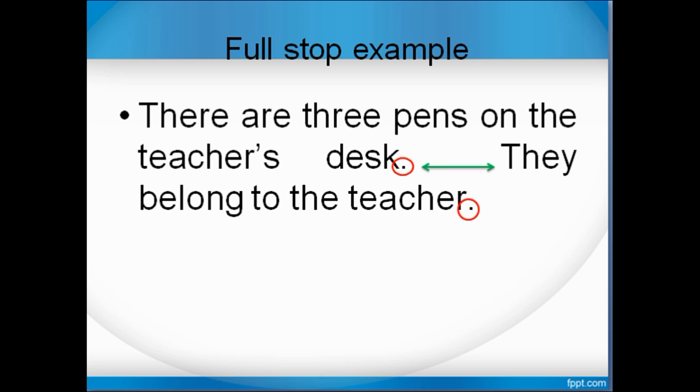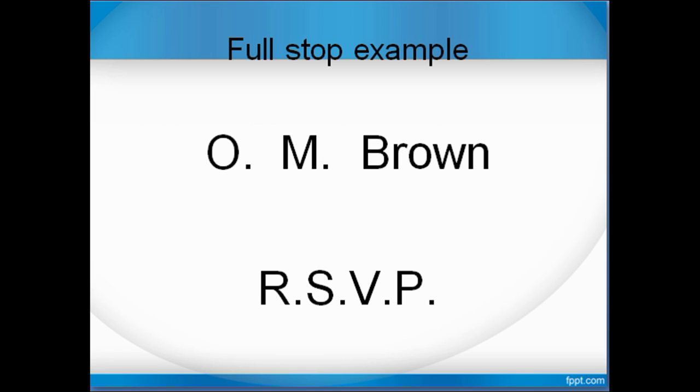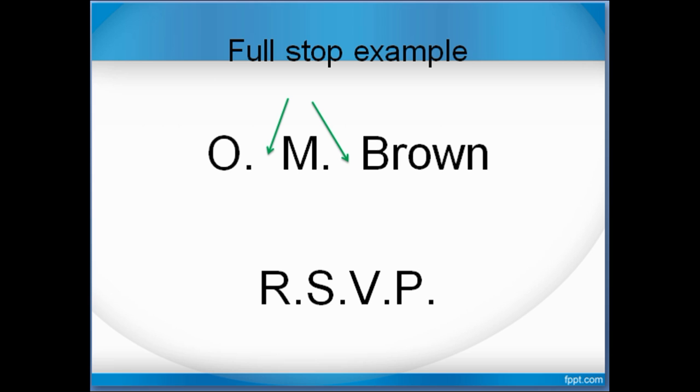Let's move on to an example using an initial. The first example at the top there, O.M. Brown, is an example of using initials. And if you notice, there is a full stop at the end of O, and there's a space, and then M, full stop, and then there's a space again before the word Brown. So when you're using a full stop to type initials, we place one space after the full stop.